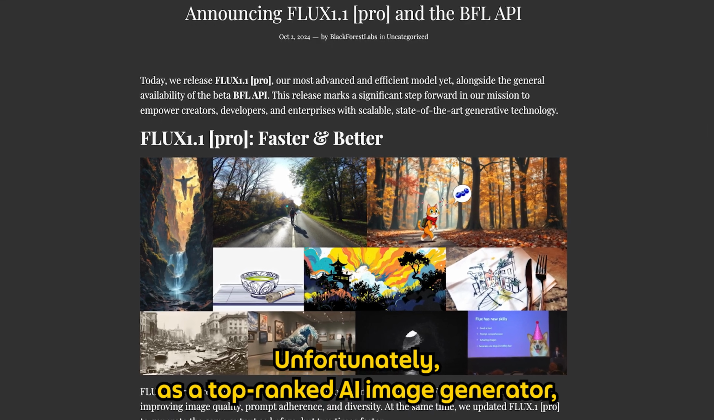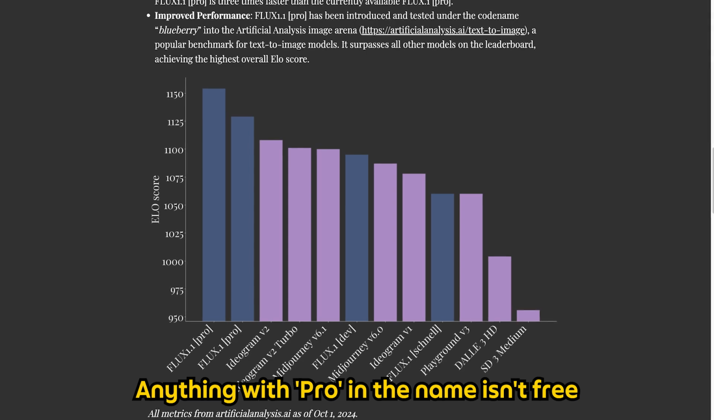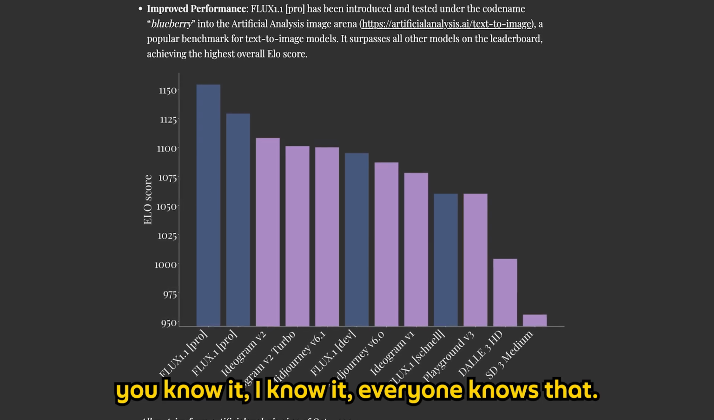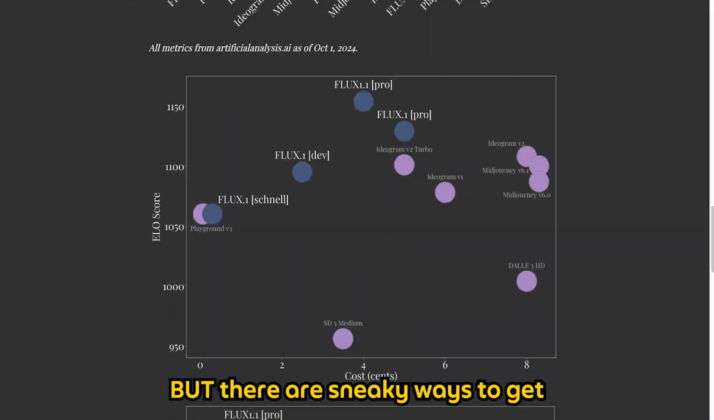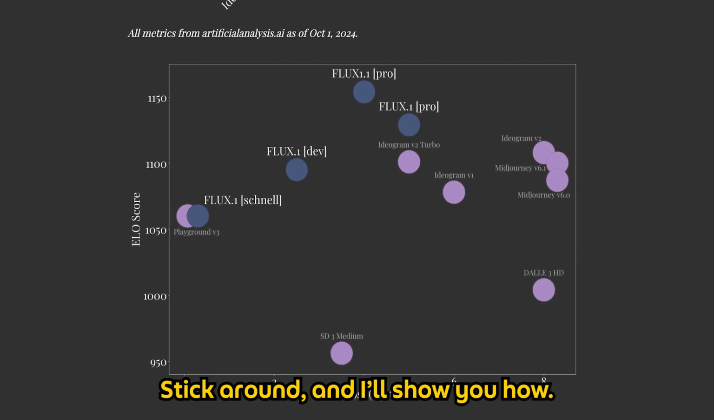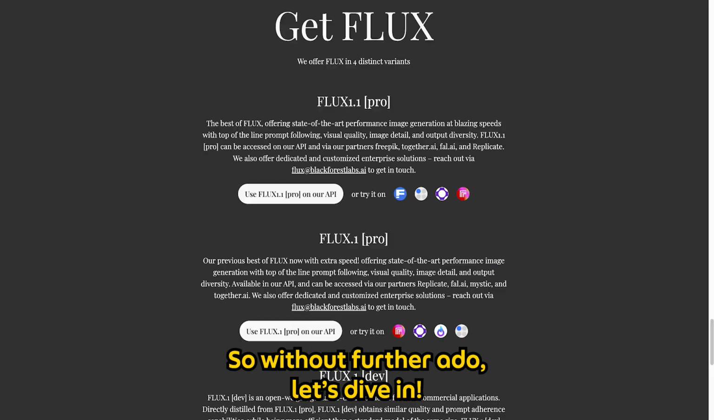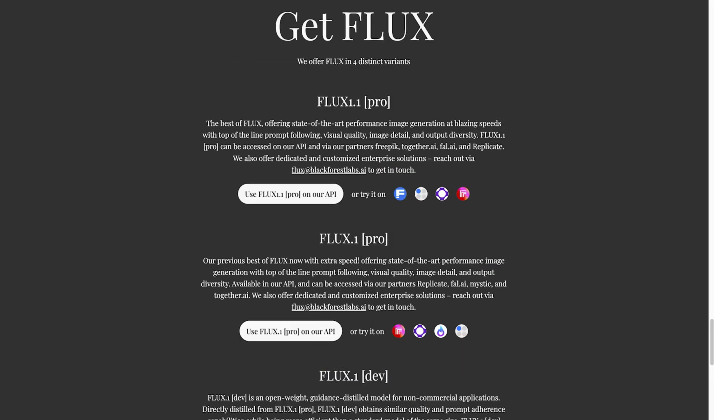Unfortunately, as a top-ranked AI image generator, Flux 1.1 Pro is not free. Anything with Pro in the name isn't free. You know it, I know it, everyone knows that. But there are sneaky ways to get Flux 1.1 Pro for free. Stick around and I'll show you how. Don't worry, there's no installation or cracking involved. So without further ado, let's dive in.